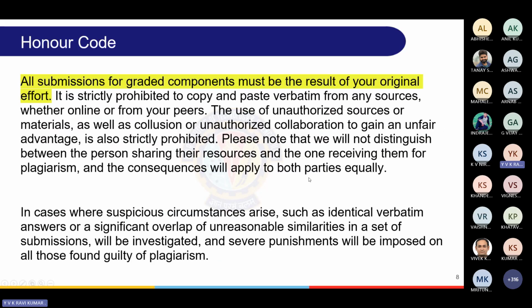And this is very important: you have to go through the plagiarism-related instructions. Just to have a look is very important, particularly for this course. You have to follow the honor code, so take care of plagiarism in all submissions going forward.